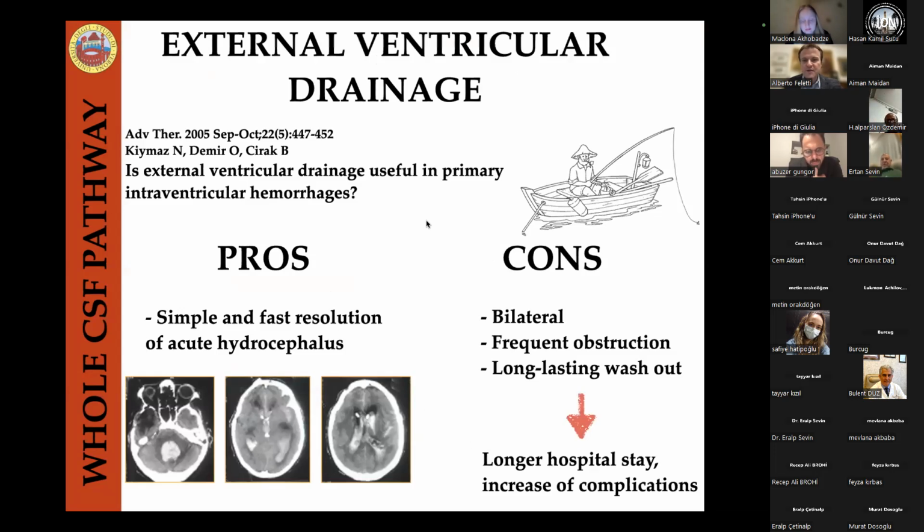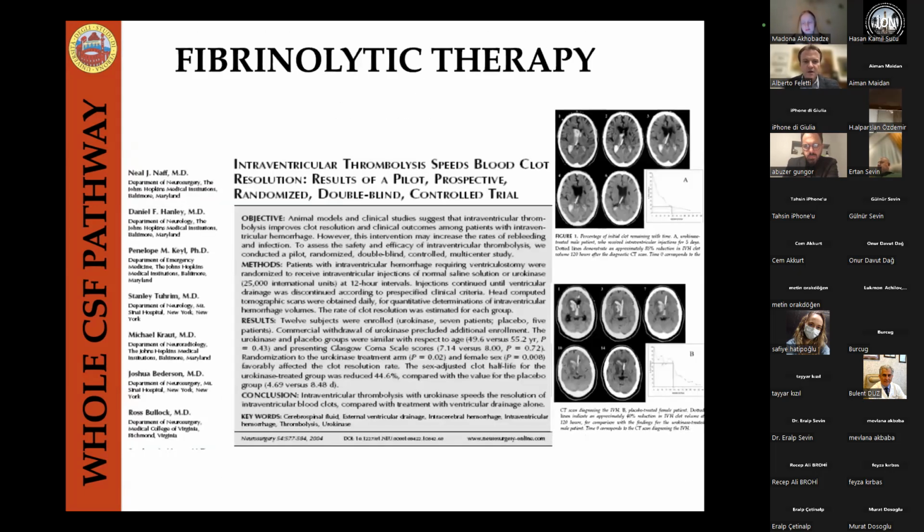But for sure, the most commonly used surgery is the placement of an EVD in these cases. It is a very simple procedure, and it allows a fast resolution of acute hydrocephalus. But we know that very often this EVD gets obstructed by blood clots, so we have to frequently replace it. Very often we have to place it bilaterally, and we have to wait for a long time before seeing blood washout. So this implies a longer hospital stay with an increase of complications like infections.